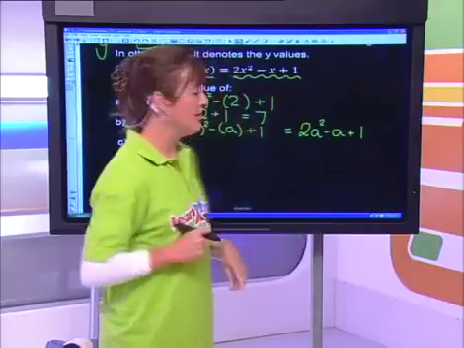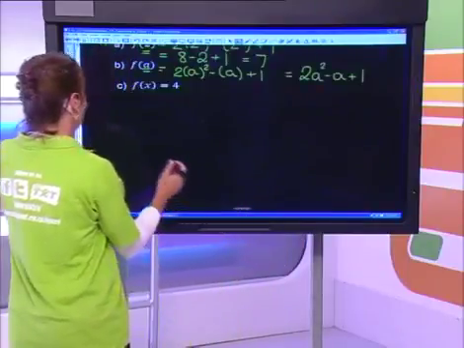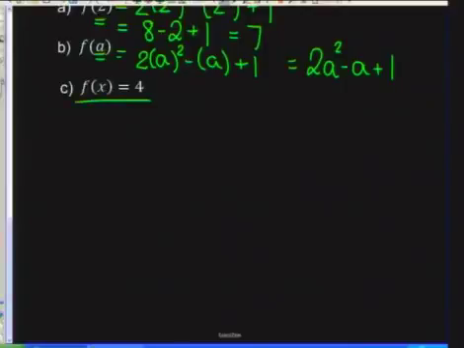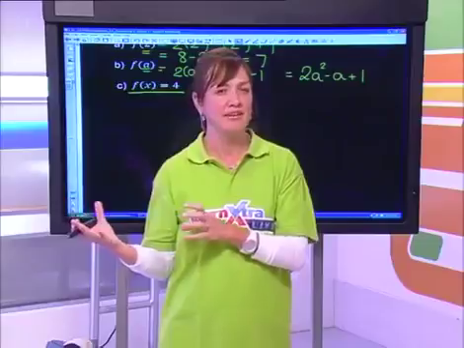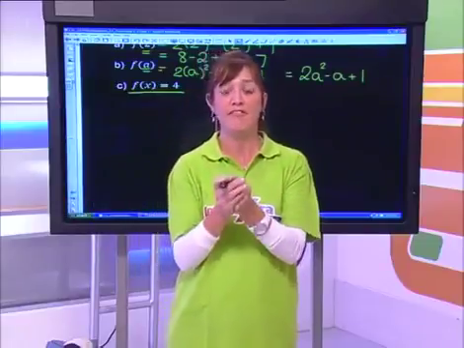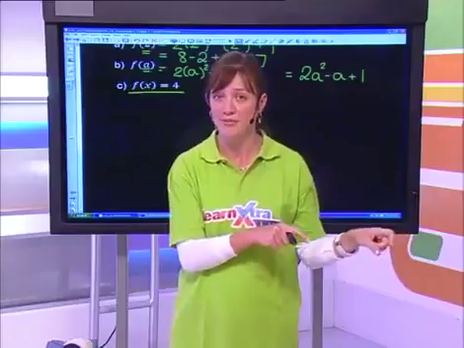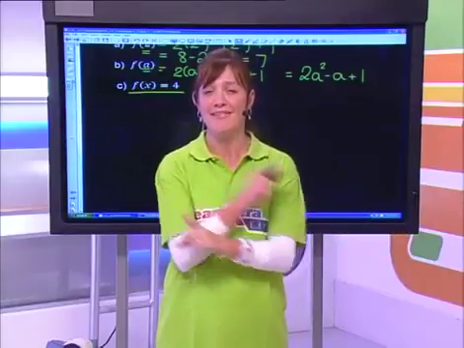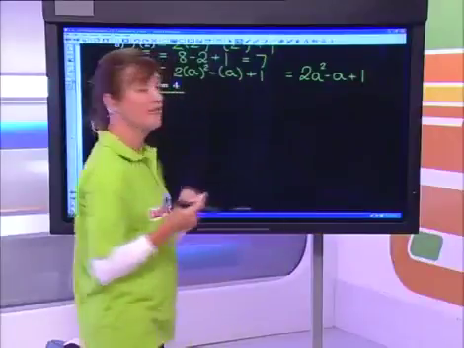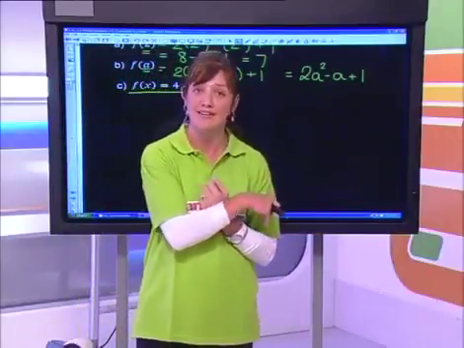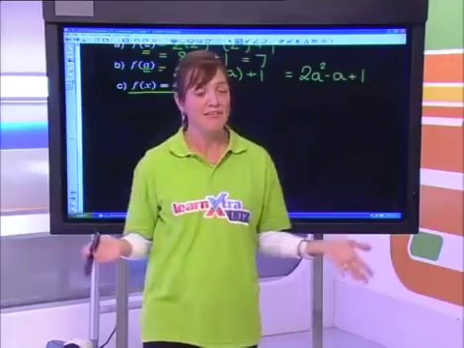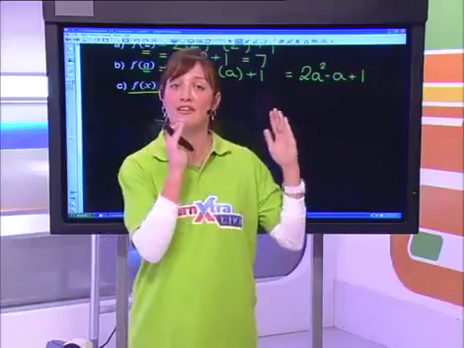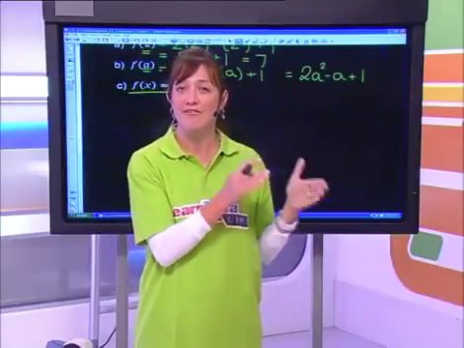Right, one more thing to do with notation. What are they asking me for here, grade 10s, if I've got f of x is equal to 4? Remember, the thing to relate to is what is f of x? F of x is actually the y value. So this time we're asking it in reverse. If the y value was 4, what's the x value that's related to it? Would I do it exactly the same way? Absolutely, except this time I'm going to substitute 4 into the place of f of x.